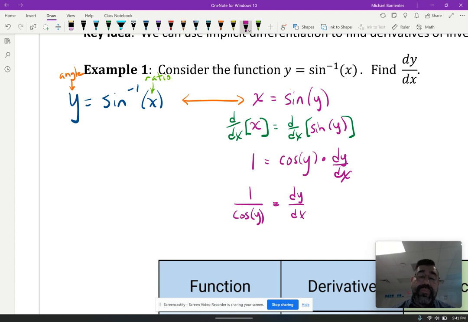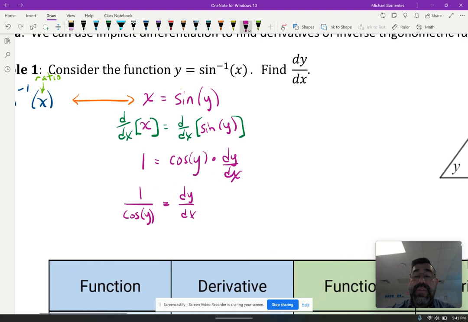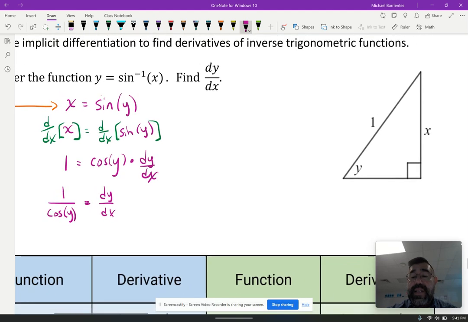Except, everything is in terms of y, and I would like it to be in terms of x. And so if I come over here, you'll notice that they drew this triangle for me. The reason they drew it for me is because they want to remind me that sine of an angle is really the opposite over the hypotenuse.